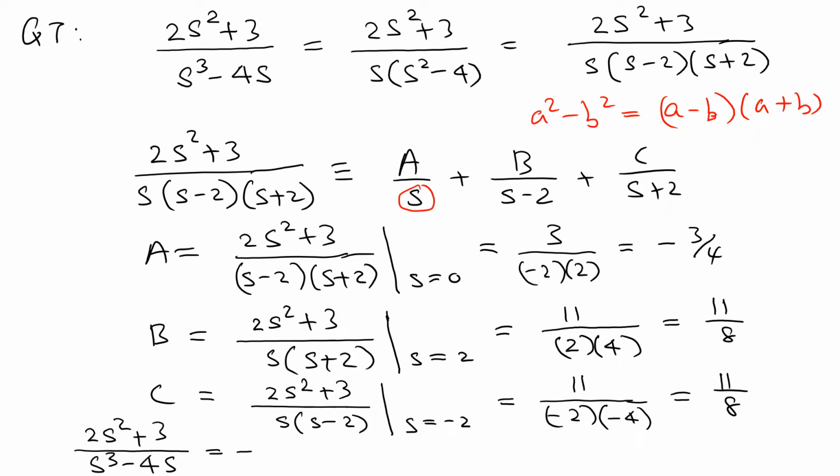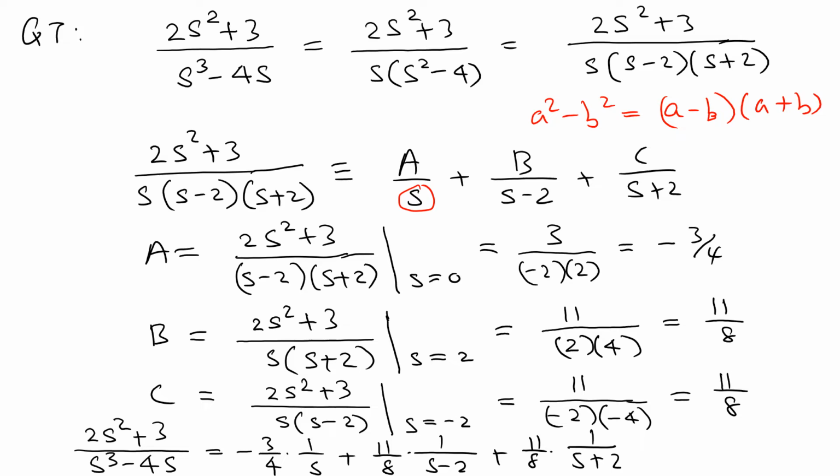Negative 3/4. And then 1 over s plus 11/8, 1 over s minus 2, plus 11/8, 1 over s plus 2. So you can write it like that.